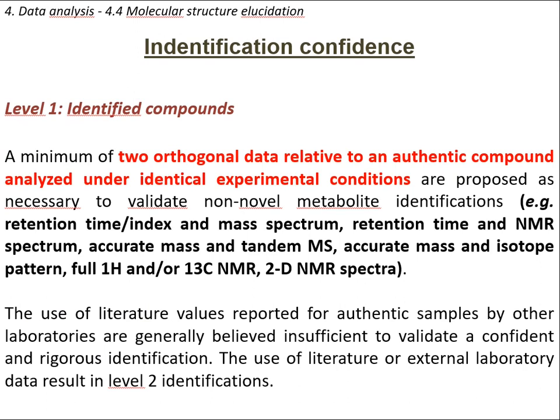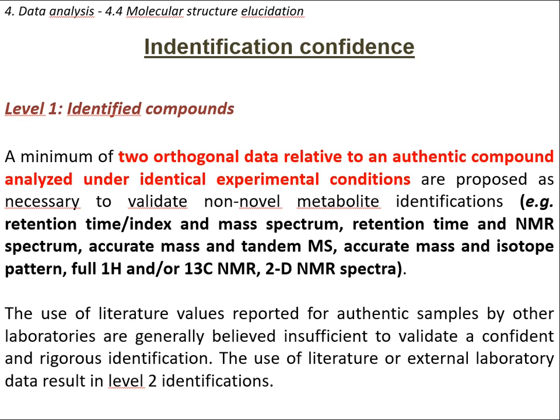The first level is identified compounds. To say that you've identified a compound in a given analysis, you need two independent or orthogonal data relative to an authentic compound analyzed under identical experimental conditions. It means that you need the pure reference standard. You need the molecule analyzed almost at the same time as your sample.